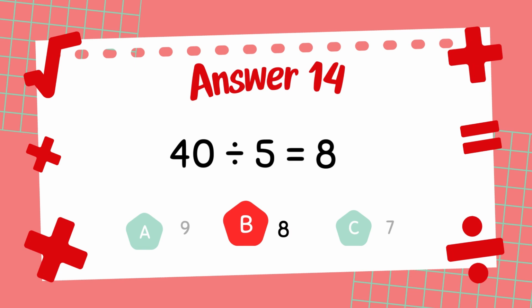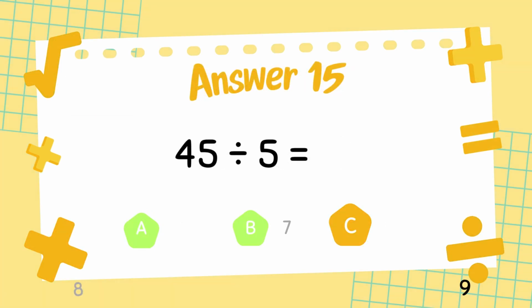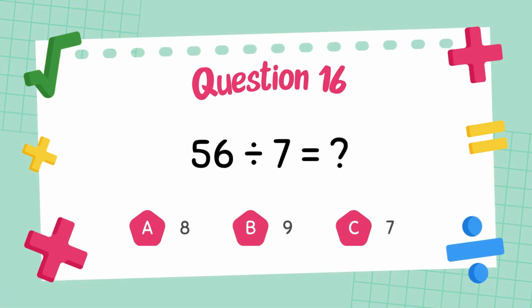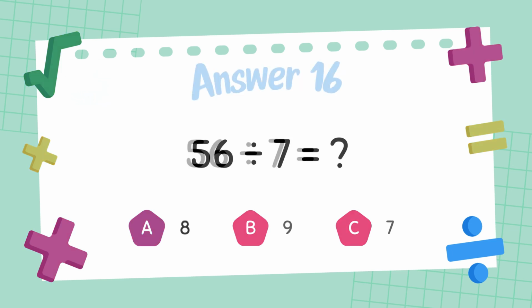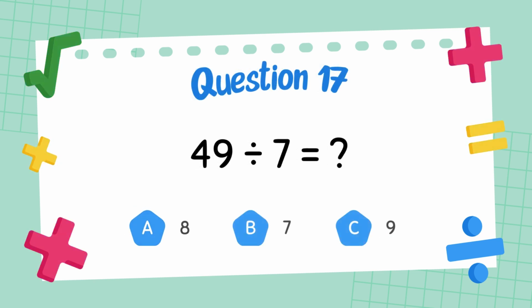The answer is 8. What is 45 divided by 5? The answer is 9. What is 56 divided by 7? The answer is 8. What is 49 divided by 7?